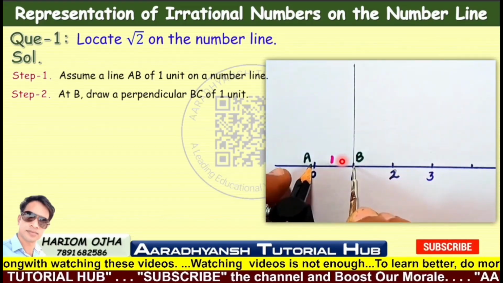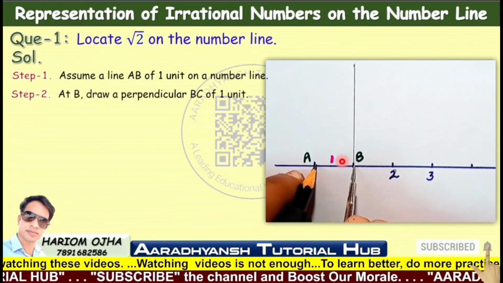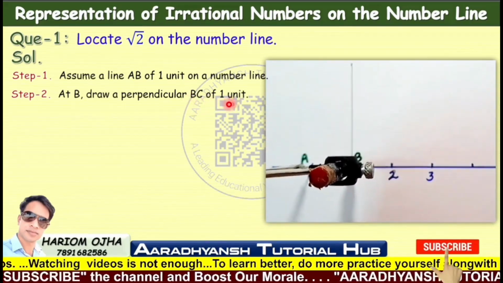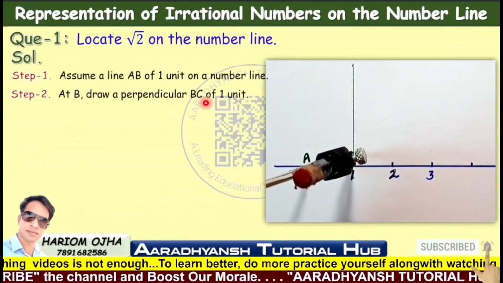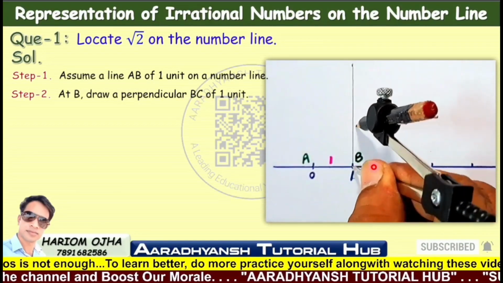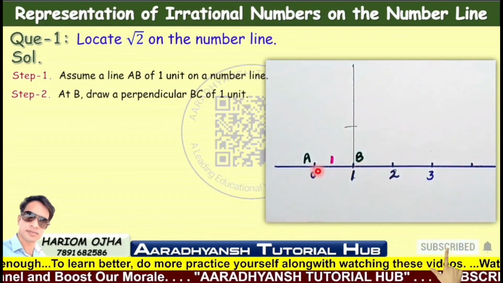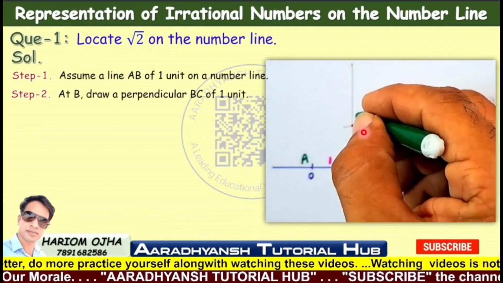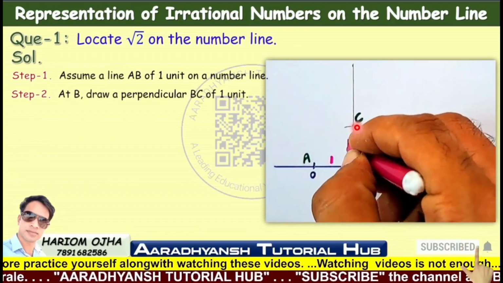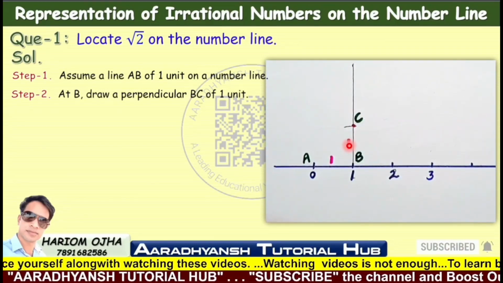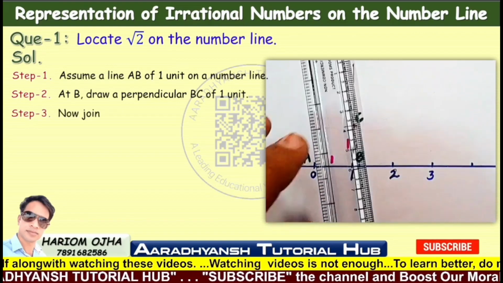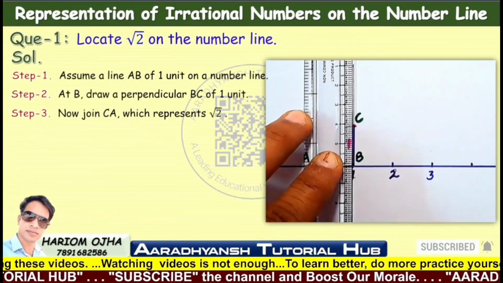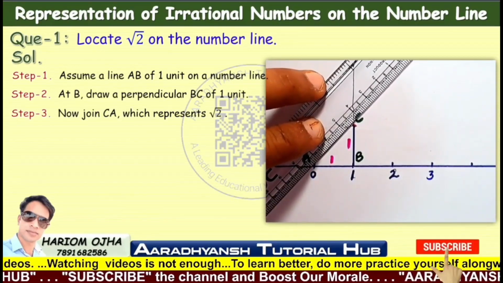With the help of protractor, you can draw a perpendicular, and now we are going to cut an arc of 1 unit to get a point C on this perpendicular. Here with the help of compass, you can measure 1 unit, and then cut an arc on this perpendicular. Here you will get point C. This is also of 1 unit. Now we will join AC. Here I have drawn it with sketch pen so that you can easily see this video.